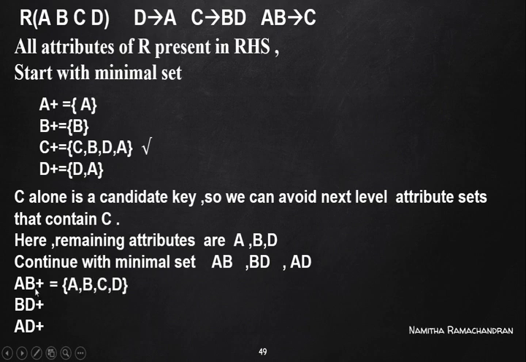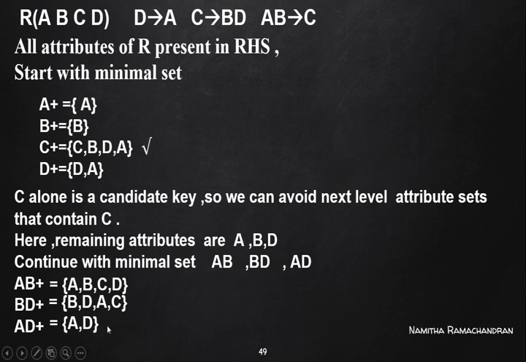So the closure of AB is ABCD. That means all the attributes are present in the closure set, so it will be a candidate key. Again, for BD, the closure set of BD contains all the attributes of relation R, so it is also a candidate key. Now AD: A alone can derive nothing, D alone can derive A only. In this set, B and C are absent. So this is not a candidate key. Okay, AD alone is not a candidate key.